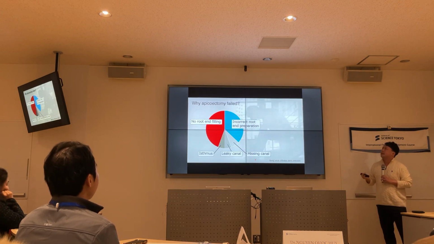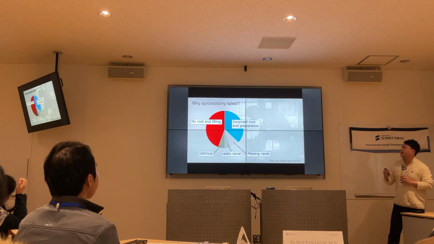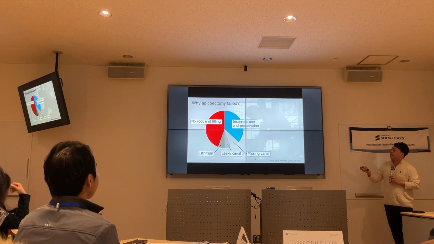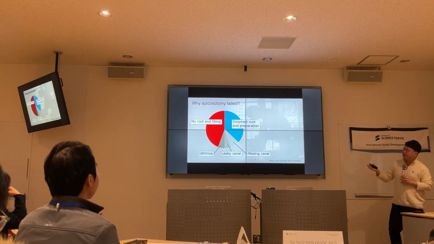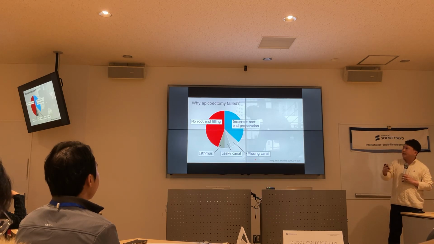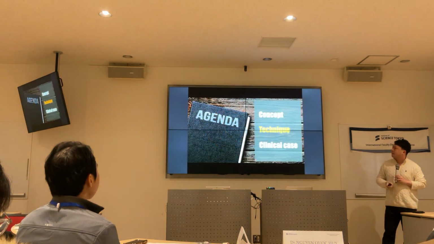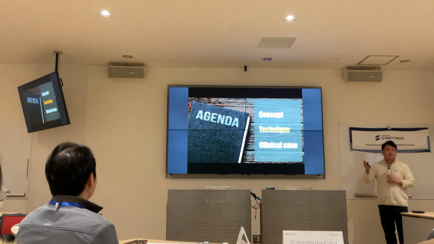From other articles, the reason why apicoectomy failed is incorrect root-end preparation or no root-end filling. So in endodontic microsurgery, the important point is not only resection and debridement, the important point is retrograde preparation and retrograde filling. This is the difference between apicoectomy and endodontic microsurgery. Next, I'd like to talk about.